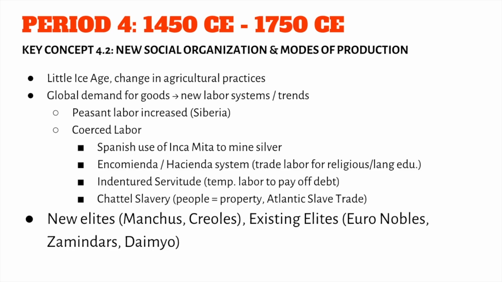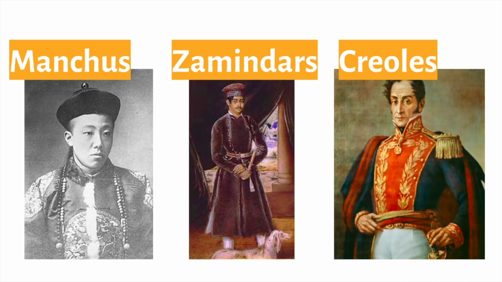So while we have the coerced labor, we also see new elites that are profiting off of those labor systems. For example, the Manchus or the Creoles are new groups of elites that are coming into play in this time period. But there were also existing groups like the European nobles, the Daimyo in Japan, right? So here's three examples of elites in this time. And so you can look, what do they have in common? Well, they are all wearing pretty lavish clothing, right? The fact that they even have images of them, they have paintings of them, says a lot. They have the money to do that.